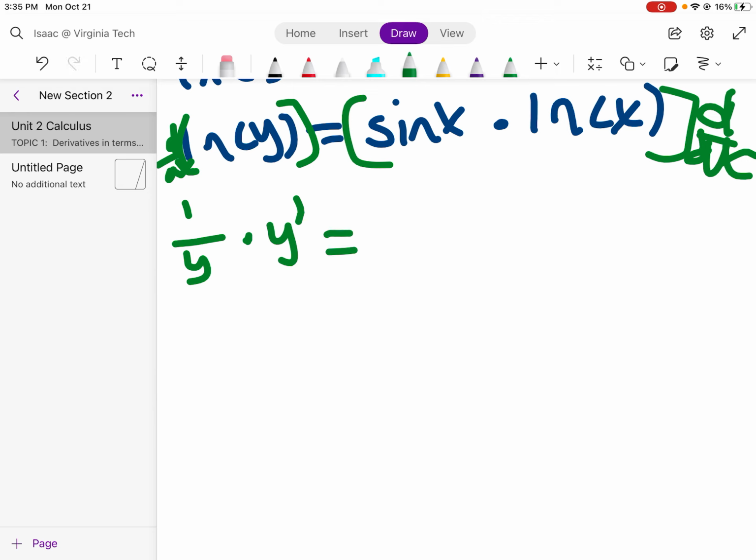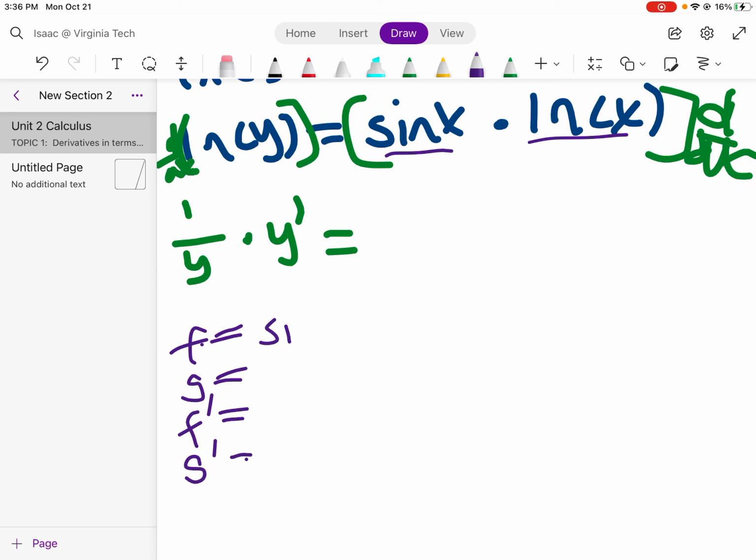Now over here, oh, wow. You might at first just be like, okay, cosine x times 1 over x. Yay, done. Oh, so sorry. Those are multiplied, and that means we have to do product rule. We'll call this f, we'll call this g. I'll write my 4 things over here. Our f is sine x, our g is ln of x.